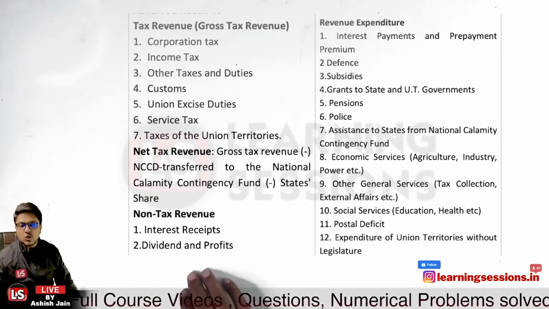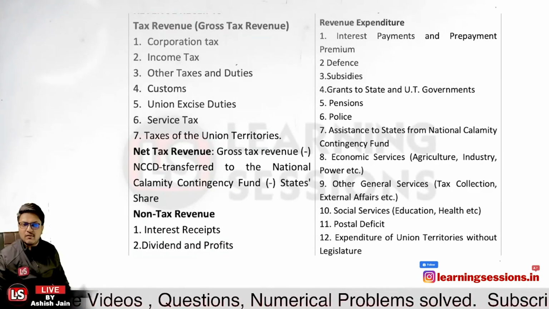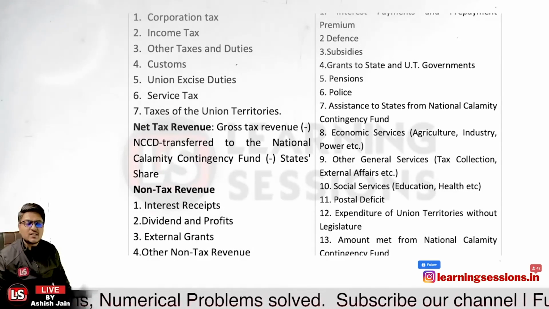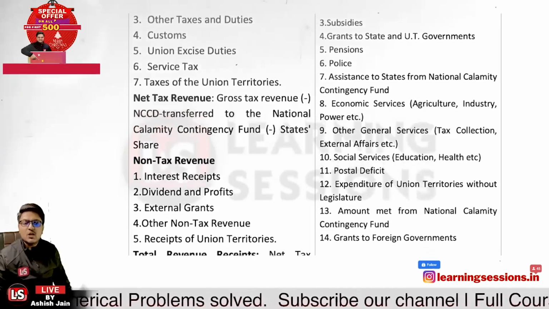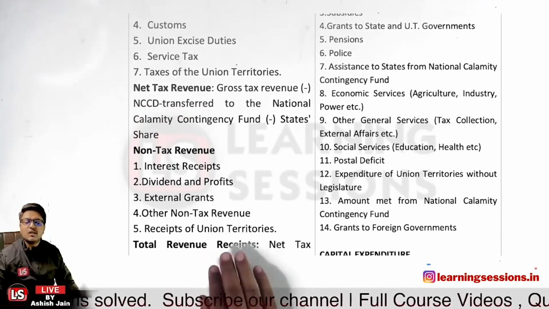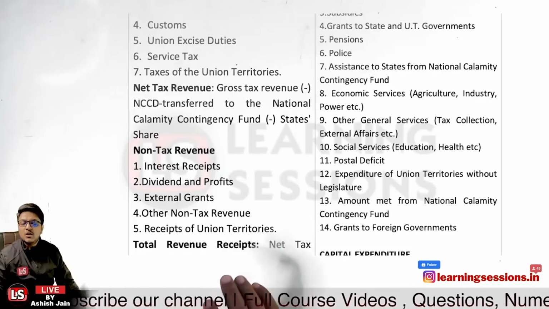So that is also covered under what? Also covered under the non-tax revenue. It may also be the case that the external grants have been given, or other non-tax revenue must be there, or it may be the case receipts of union territories. That is also covered under the non-tax revenue.